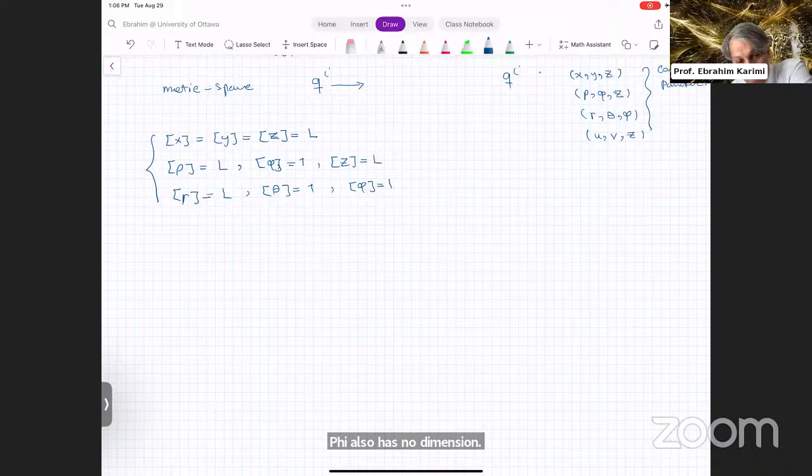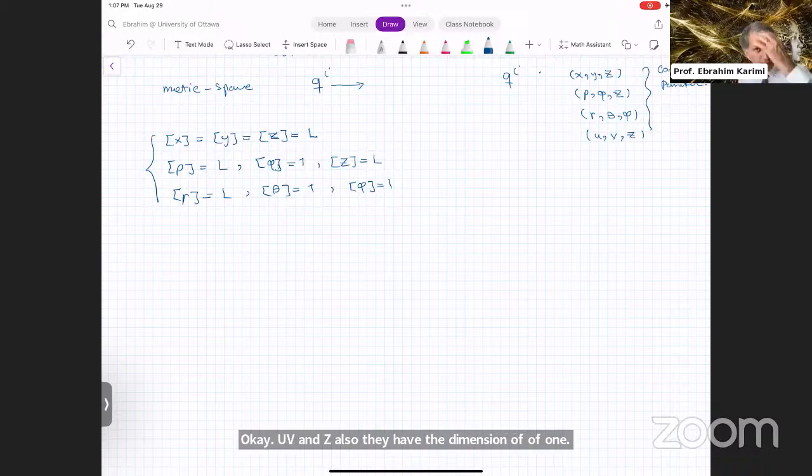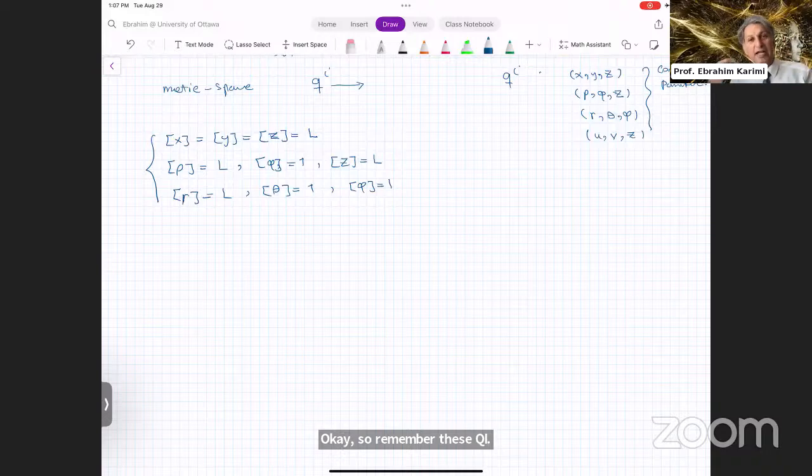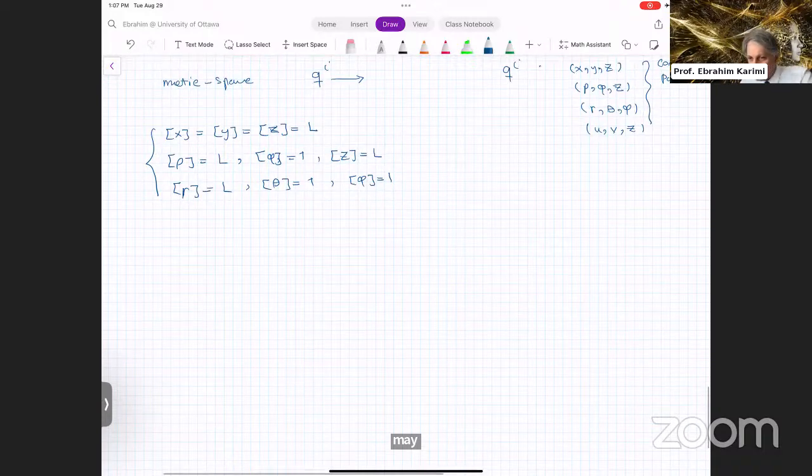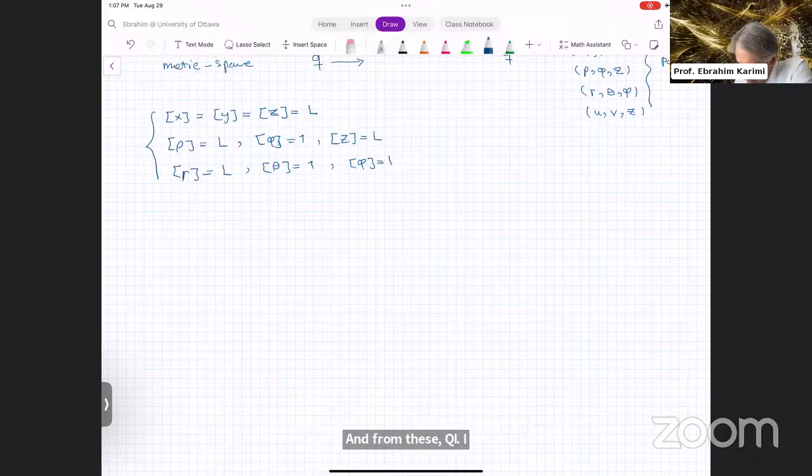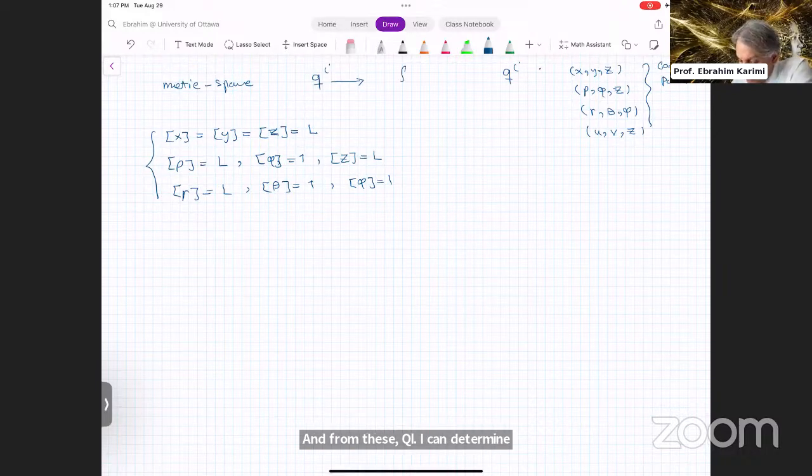Okay. U, v, and z also have the dimension of one, L, okay? So remember, this qi, which is the contravariant variable, may or may not have a dimension. It's up to you. And from these qi, I can find epsilon I, which are the covariant vectors. How can we find these?